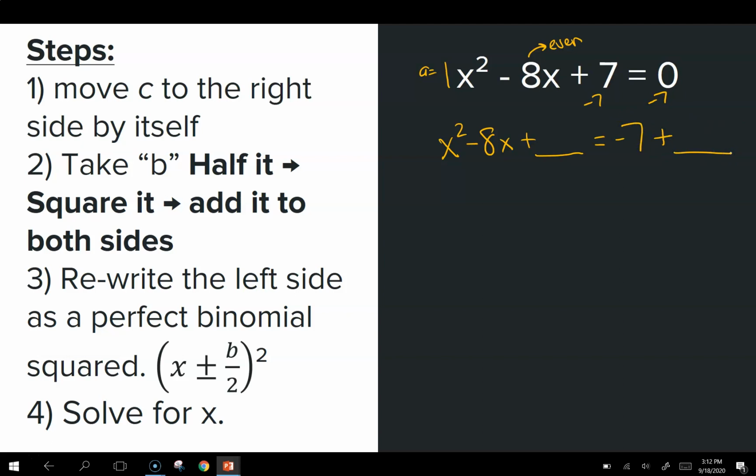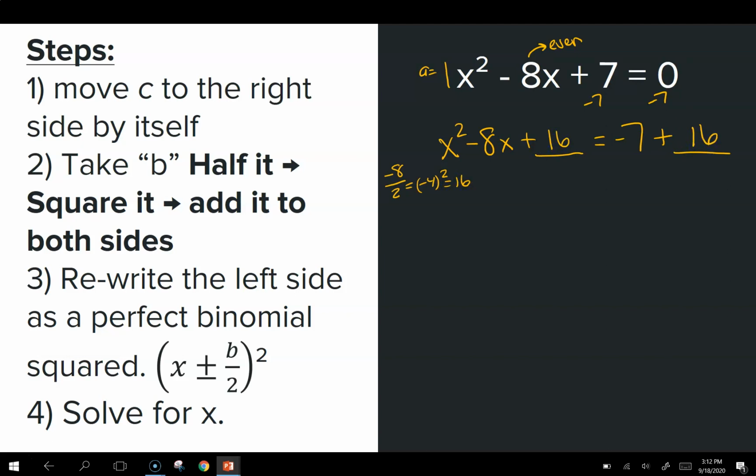The number we are going to use is we're going to take my b value, so that's negative 8. We're going to cut it in half, so that gives me negative 4. And then we're going to square it to get 16. So 16 is what's going to be added on both sides.